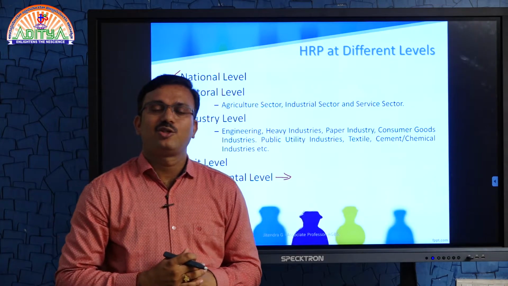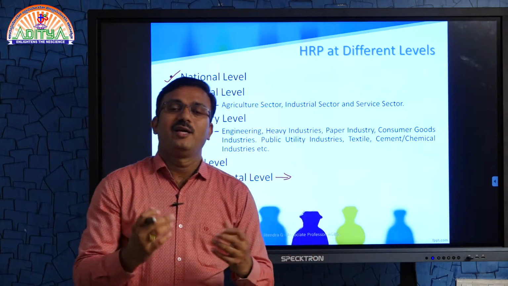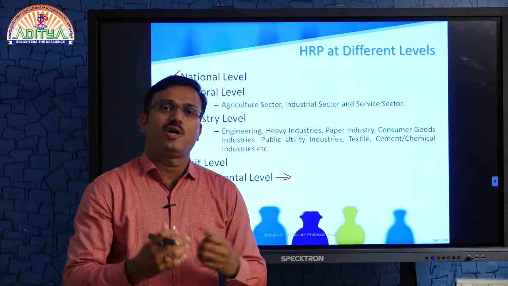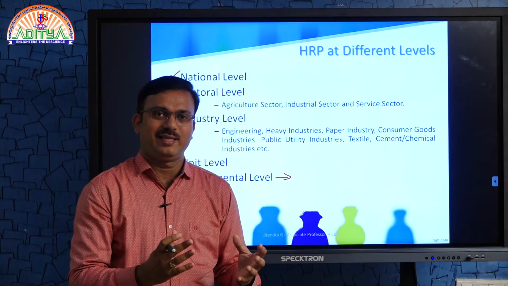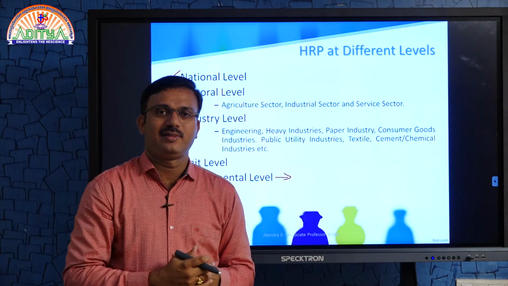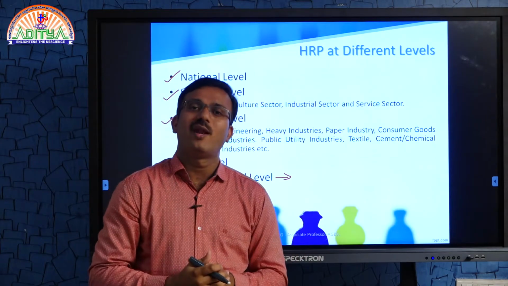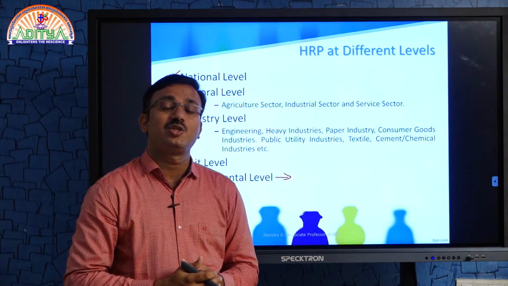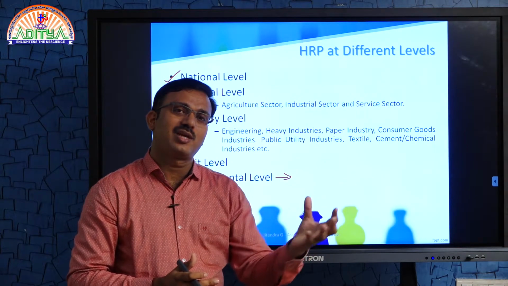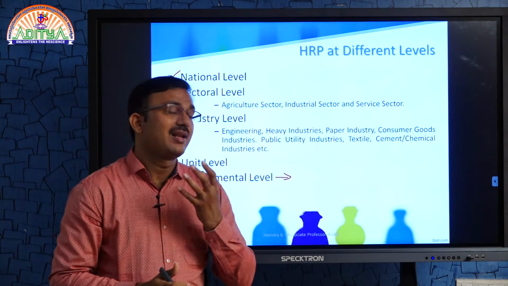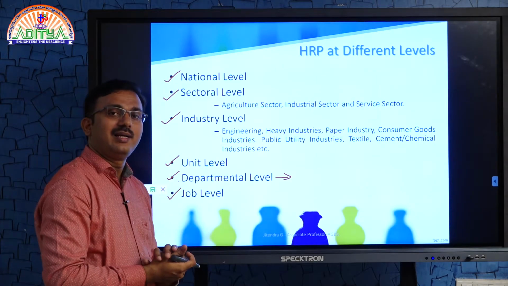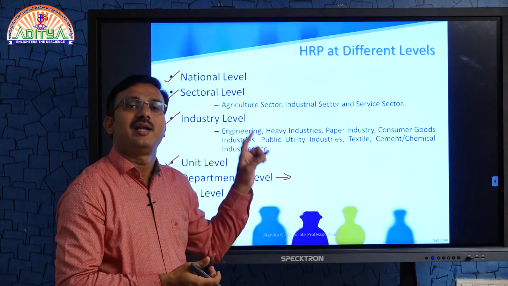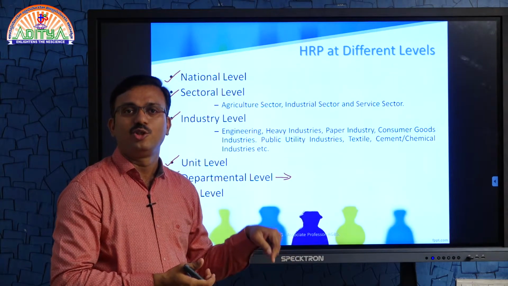Job level depends on the same kind of job family. Job family means all the jobs that come under one category. That means the nature of work will be similar. Then those particular jobs will be treated as one job family. For example, take marketing. How many sales executives are required? All the sales executives come under one job family. Like that, HRP is assessed in the organization at different levels, right from the national point of view up to the job level.